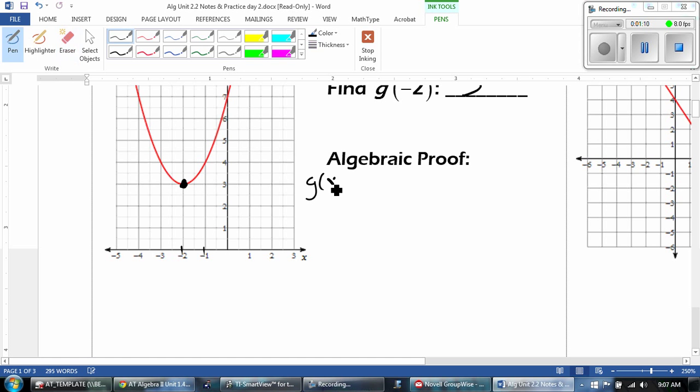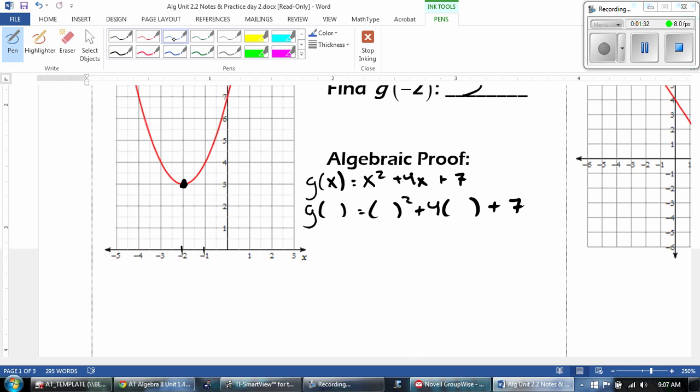Now, our algebraic proof for that, we're going to take g of x. We're going to take that equation at the very top, because they're saying that this is a function, x squared plus 4x plus 7, and everywhere that we see an x, we're going to plug in negative 2.